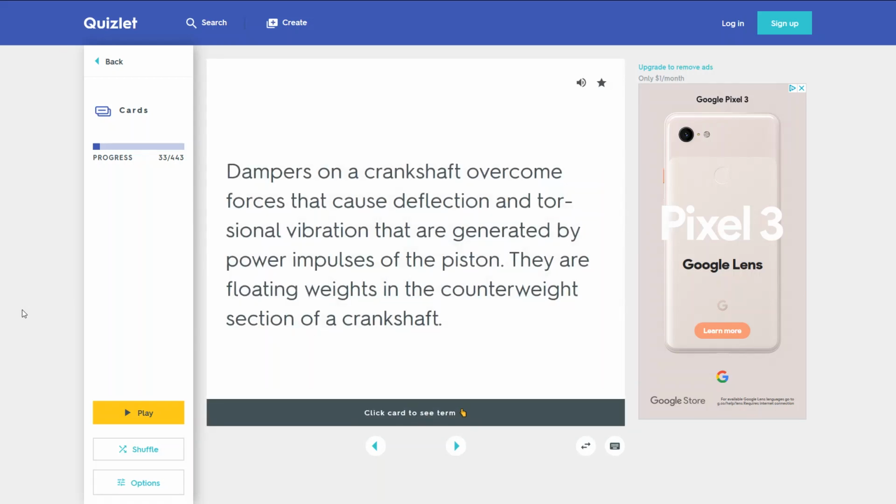Dampers on a crankshaft overcome forces that cause deflection and torsional vibration that are generated by power impulses of the piston. They are floating weights in the counterweight section of a crankshaft.